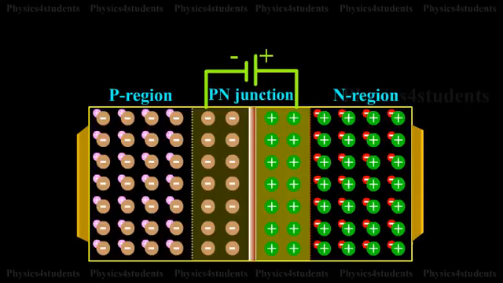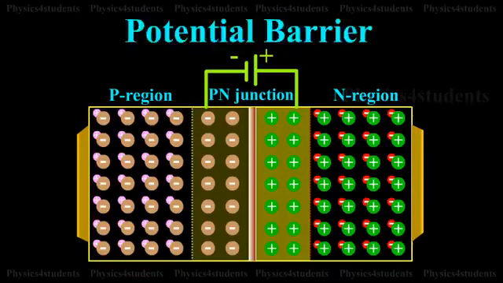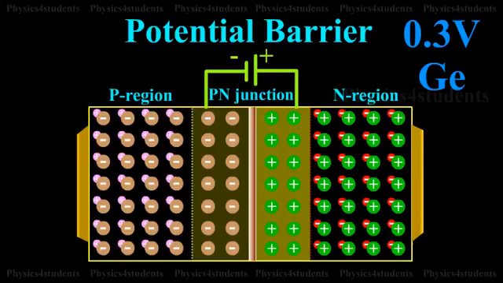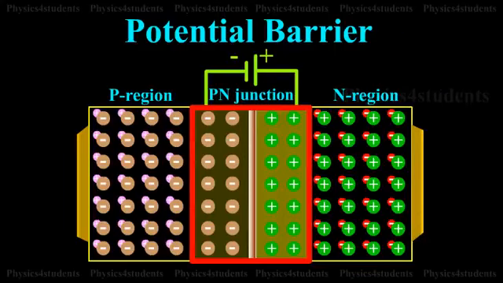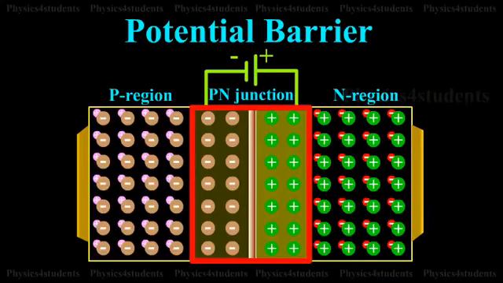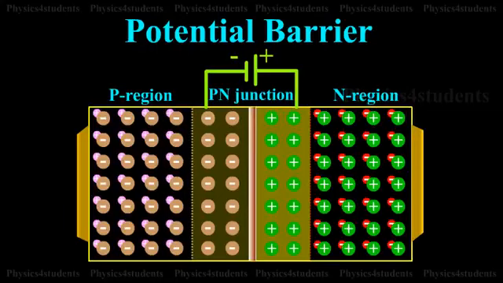The difference of potential from one side of the barrier to the other side is called a potential barrier. The potential barrier is approximately 0.7 volts for a silicon p-n junction and 0.3 volts for a germanium p-n junction. The distance from one side of the barrier to the other side is called the width of the barrier, which depends upon the nature of the material.